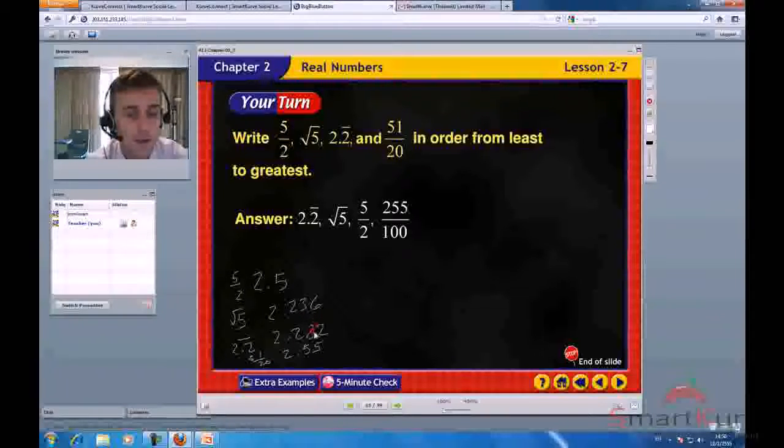So in order, the smallest is right here, 2.222, 2.2 repeating. The next smallest is √5, 2.236, slightly larger. The next would be 2.5, 5/2. And the largest number is 51/20, 2.55.